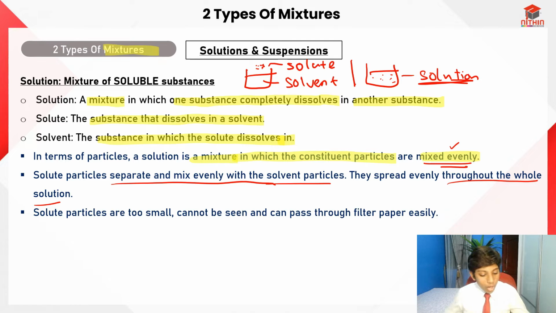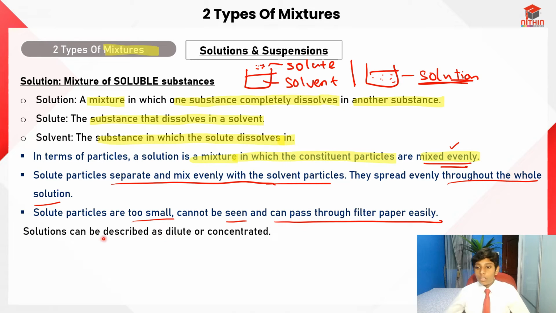Next, solute particles are too small to be seen and can pass through the filter paper easily. So if you want to separate the salt particles from the water particles, filtration is not the best physical method, because the salt particles are smaller than the filter paper holes, meaning the particles will just pass through the paper and not be filtered. So that's why this is the wrong setup. We won't get what we wanted to obtain, basically the salt particles.